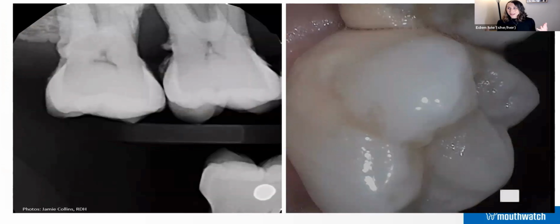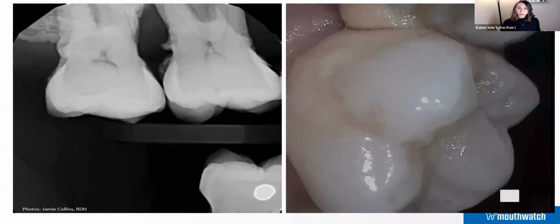All right, now I love these images. Jamie actually took these images, and when we have one without the other, we don't see a full picture, but when we're able to put that X-ray next to an intraoral image, we're really able to see the full picture, well, share the full picture with our patient.